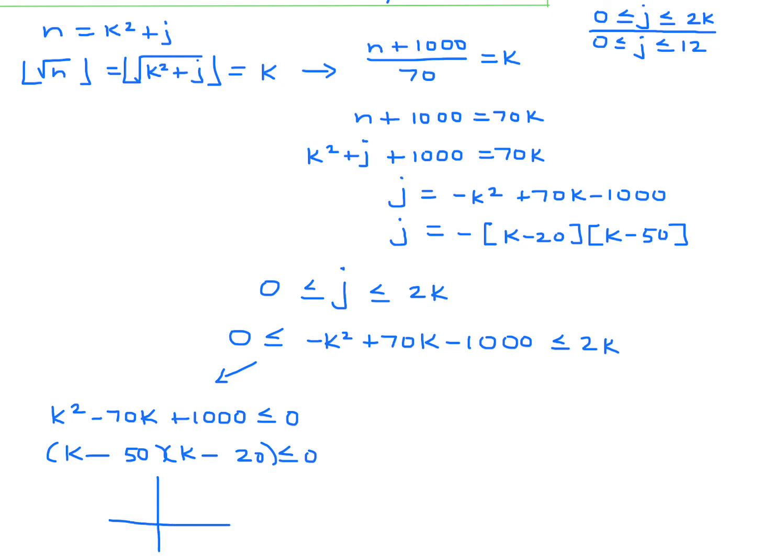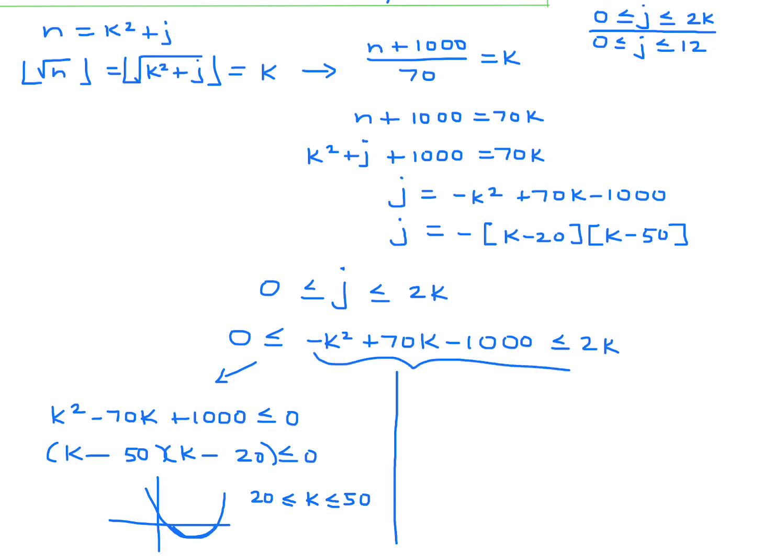So this is a parabola that opens upwards, and we want it to be less than 0, that means it's got to be this region right here. So that means k has to be between 20 and 50. And I guess it's equal to also, because it's less than or equal to. Okay, that takes care of that part.